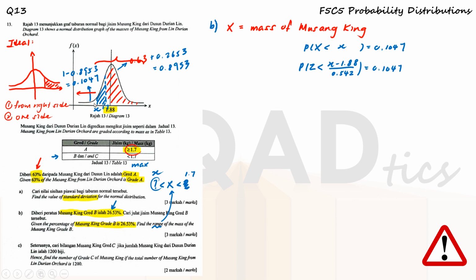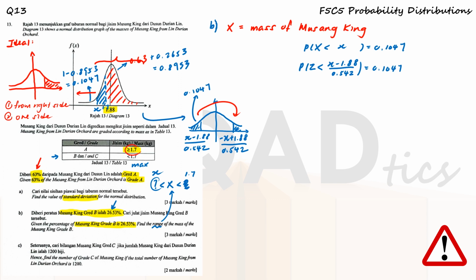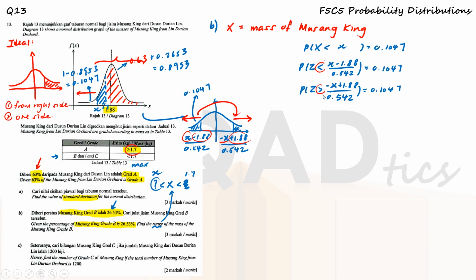Now the area is still on the left side, so let us change it to the right side. By changing to the right side, make sure the positive things change to negative and negative to positive, as you can see here. X becomes negative x, negative 1.88 becomes positive 1.88. The inequality also changes, because just now it was less than, going to the left. Now we are going to the right, so we need to change our sign to more than. Now we are ready to go to the tables to find the value of 0.1047.